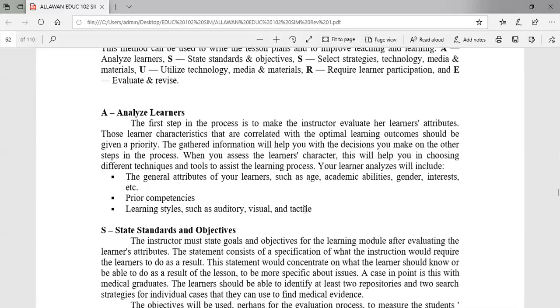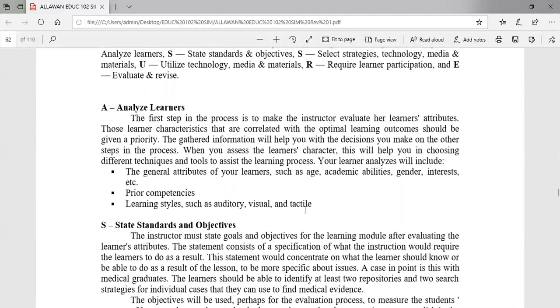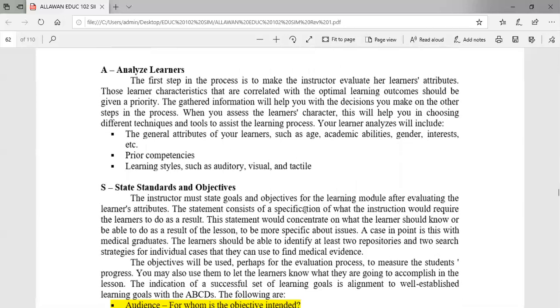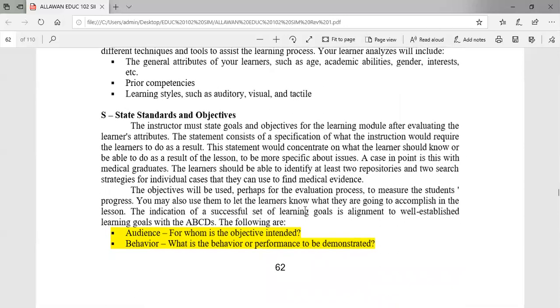Okay, next is state standards and objectives. It is very important, right? Like for example, in creating a lesson plan, you have objectives. So the instructor, the teacher, must state the goals and objectives for the learning module after evaluating the learners' attributes. Alam na natin yung audience and the objectives. Then we have here the learning goals of the ABCDs. A stands for audience, so for whom is the objective intended. As we know, it is for all these students.